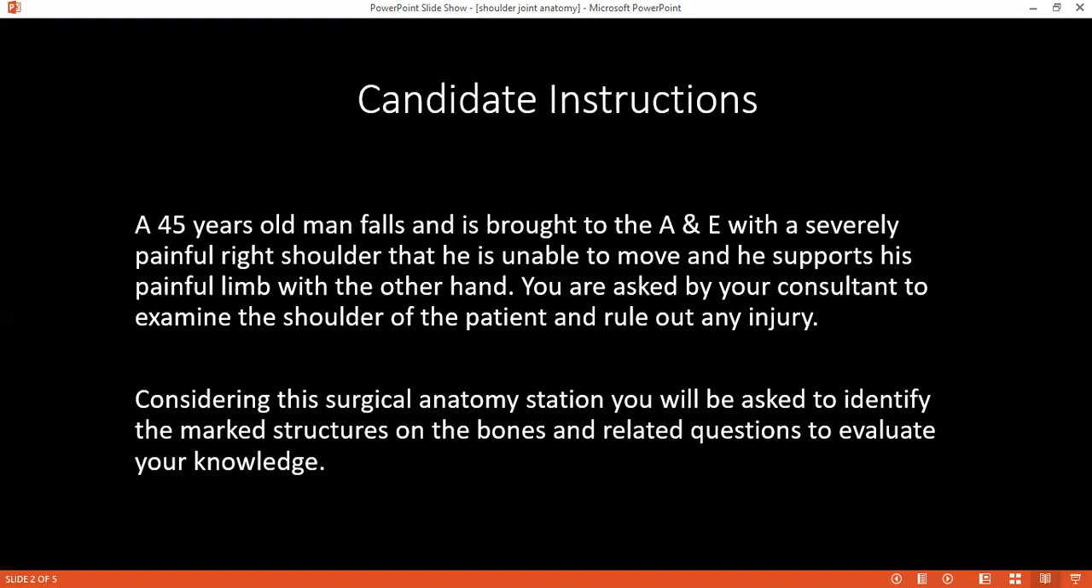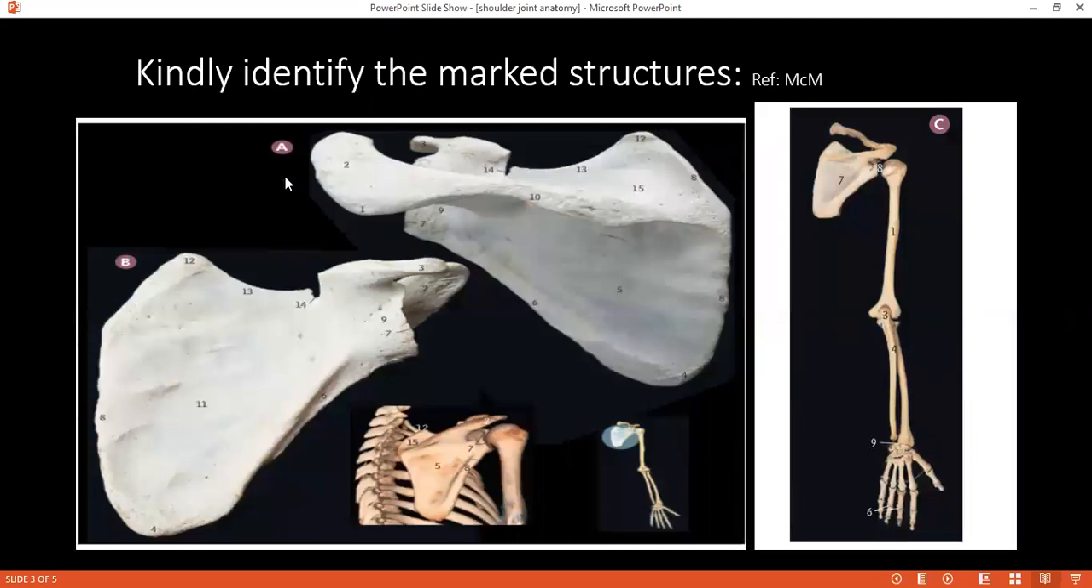Right. So if you have read and understood this surgical anatomy station, kindly tell me what bones you are looking at in A, B, and C. A is the posterior aspect of the left scapula. B is the anterior aspect. And C shows the bones of the upper limb: scapula, clavicle, humerus, radius, ulna, and the bones of the wrist and hand.